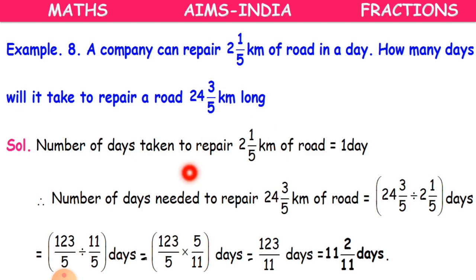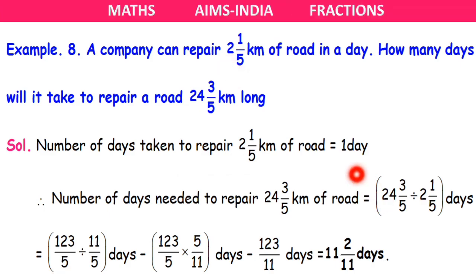Now the first step is, let us write the information given in the question. The number of days taken to repair 2 1 by 5 kilometers of road is 1 day, right? A company can repair 2 1 by 5 kilometers in 1 day. Next, we need to find the number of days needed to repair 24 3 by 5 kilometers of road. Now how can we do that? We need to divide the total kilometers by the number of kilometers of work that can be done in a day: 24 3 by 5 divided by 2 1 by 5.